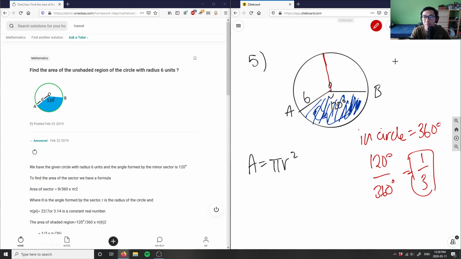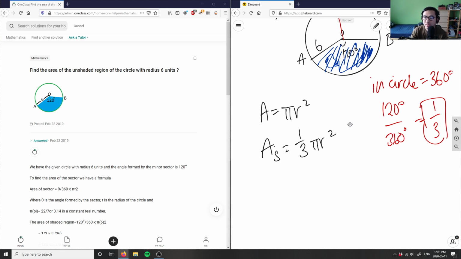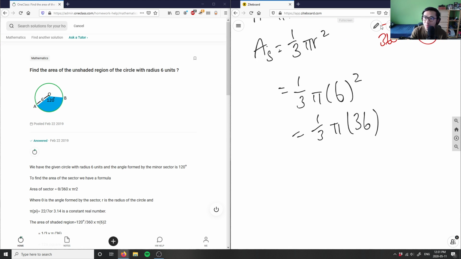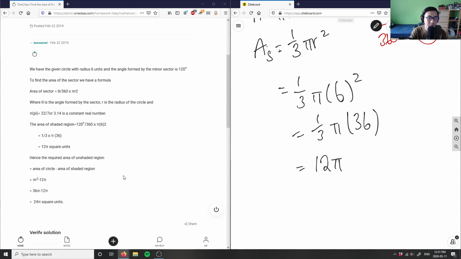And this here is our magic ratio for us to change our formula, right? So I can say the area of the shaded region, S, would equal 1/3 pi r squared, because it's 1/3 of the circle. And now we can simply solve this problem. My radius here is 6, so this equals 1/3 times pi times 6 squared. 6 squared is 36, and 1/3 times 36 is simply 12, right? So the area of the shaded region is simply 12 pi. And this here is the correct solution.